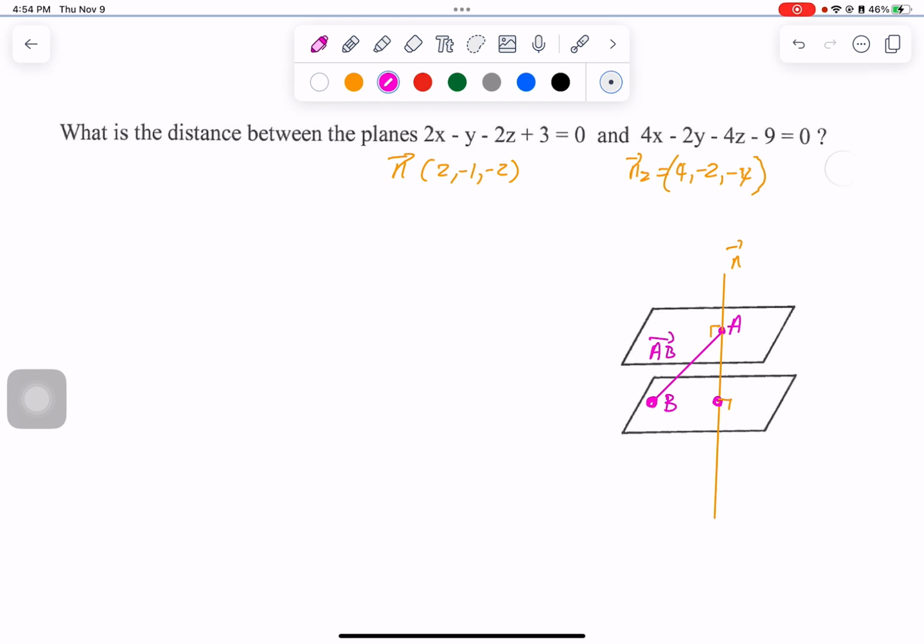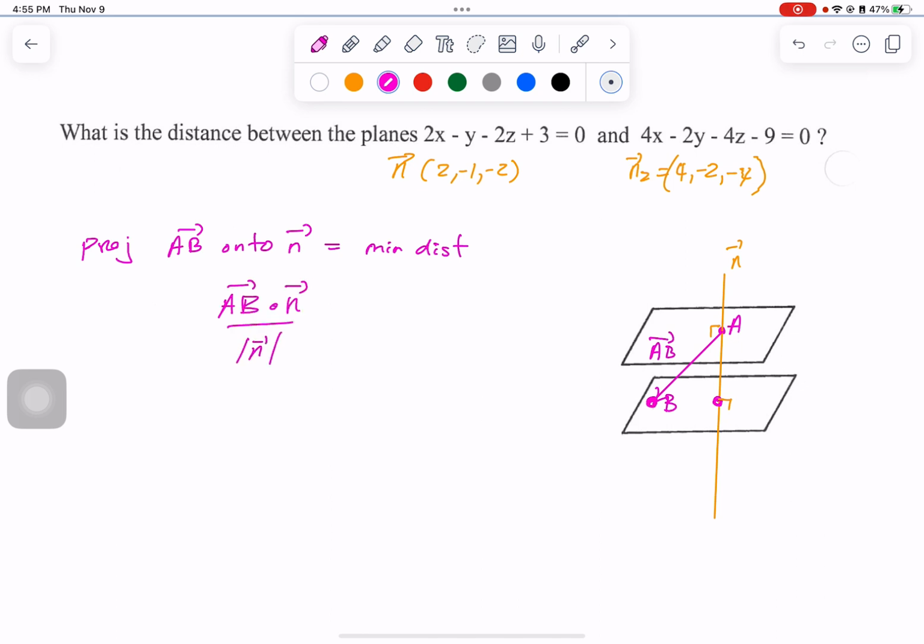But if I'm looking for a vector AB, well, that would be coming this way. And that's fine with me. So vector AB, if I project AB onto the normal, I'm looking at the minimum distance. That's what I see. Do you see? So the projection of AB onto N is AB dot N over the magnitude of N.